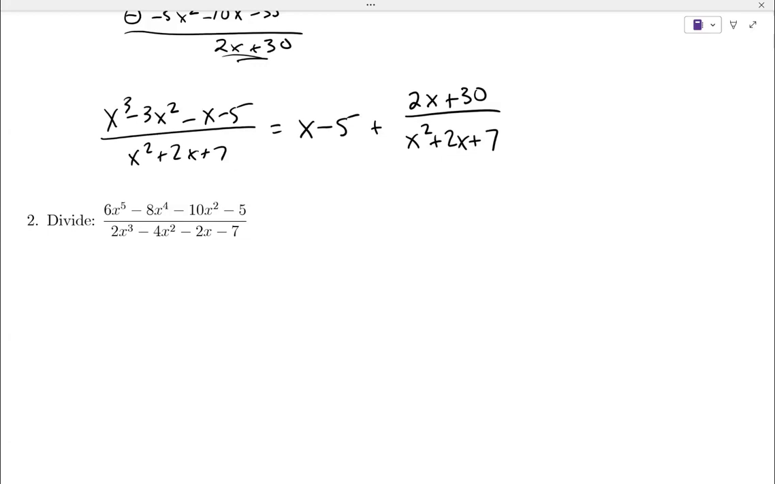This one's a little bit different, not in how we're going to attack it, but notice in my numerator, I'm missing a couple of terms, if you will, right? There's no x cubed term, there's no x term. To keep your scaffolding straight, to make sure you've got all your vertical columns lined up nicely, I would encourage you, where there's a missing term, to put a 0 times x to that power, okay? So underneath my little division sign, I'm going to have a 6x to the 5th minus 8x to the 4th plus 0x cubed minus 10x squared plus 0x minus 5.